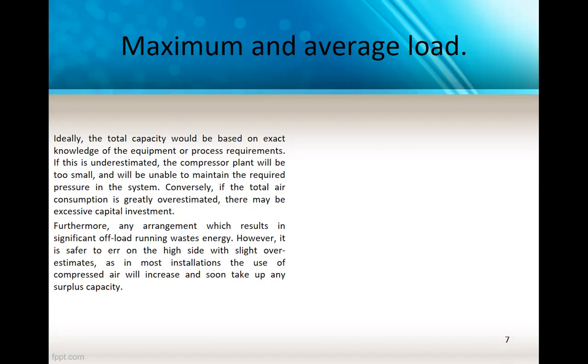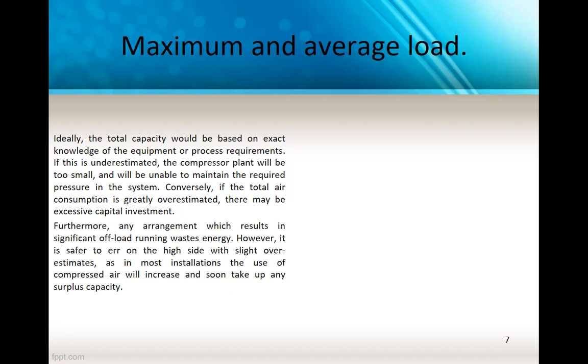So ideally, the total capacity would be based on exact knowledge of the equipment or process equipment. May mga table naman yan sa brochure. If this is underestimated, the compressor plant will be too small and will be unable to maintain the required pressure in the system. Conversely, if the total air consumption is greatly overestimated, there may be excessive capital investment. So, awa ka naman sa client. Pinatiniwala sa iyong design, in-over-design mo naman para matapos mo yung ginawa mo, tapos mabayaran ka. Hindi naman alam ng client na yun ang paggawa mo.